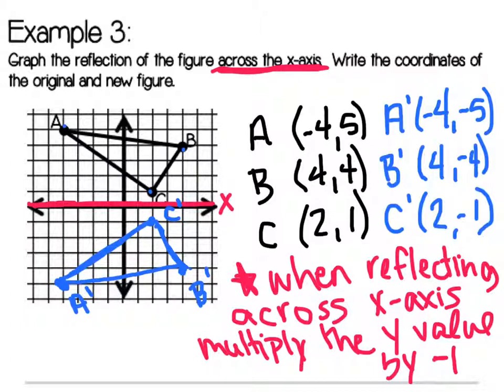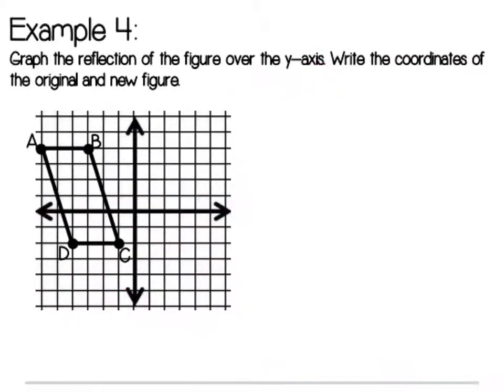Reflections preserve congruence, so these two triangles are congruent, but it did not preserve the orientation. In our reflection, it has flipped across that x-axis, and the C has changed places. C is on top of the triangle in our reflection instead of on the bottom, so it does not preserve orientation. It does preserve the congruence, though.